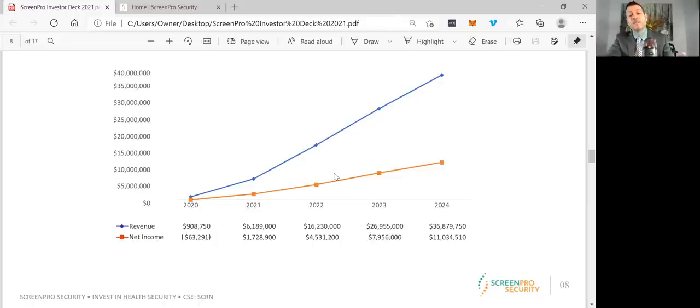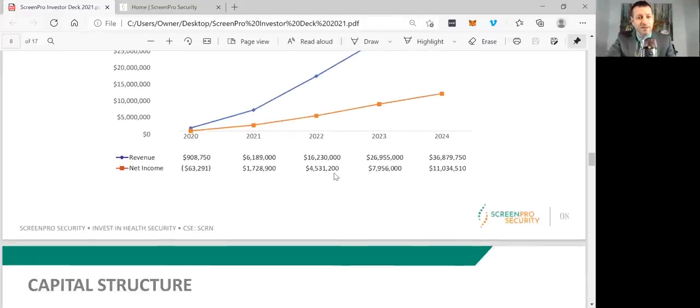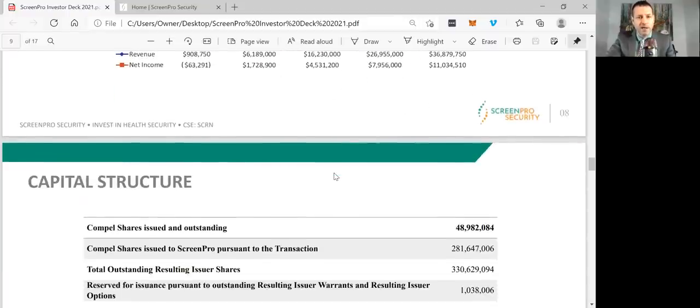And then they're going to run up to 16 million next year, 4.5 million in net income, which is extremely impressive. And then 26 million in 2023 with 7.9 million in net income, 36 million in 2024 with 11 million in net income. These are some substantial numbers for a brand new IPO.